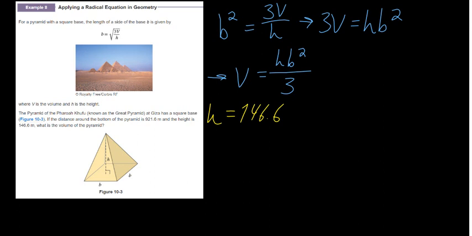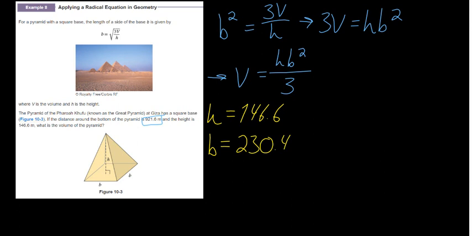Real quick, why am I taking this base and dividing it by 4? Because it says it's a square base, right? So I know that the sides are all going to be equal to one another. And if the entire perimeter is 921.6 meters, then each side must be a fourth of that. So that's why I'm dividing by 4. So 921.6 divided by 4 is 230.4. So my base is going to be 230.4.